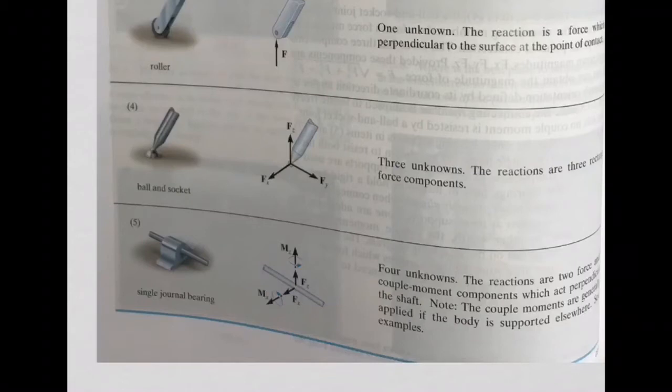So that kind of support, single journal bearing, as you can see there. And on this column here, on this table, you can see the kind of reactions this support introduces, right? These reactions are going to be the constraints to the movement of the crankshaft at that point. For example, if you try to move the crankshaft in this vertical direction, this bearing, this support will not allow that.